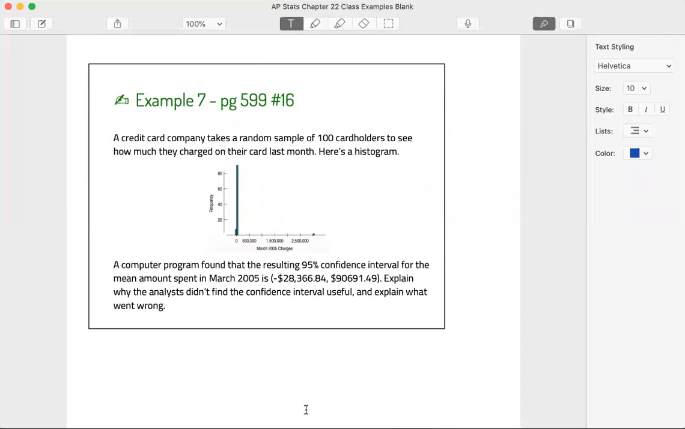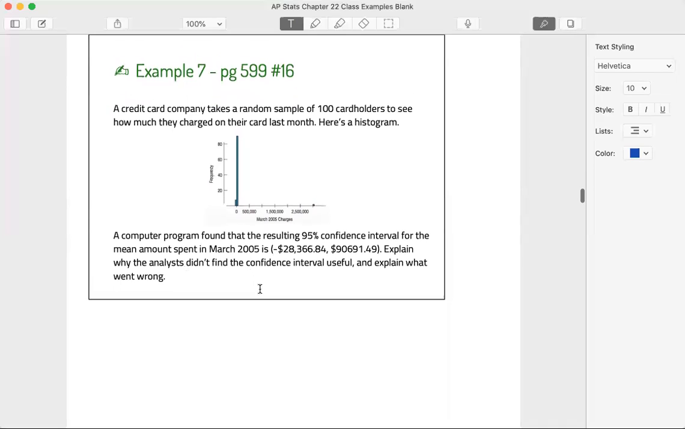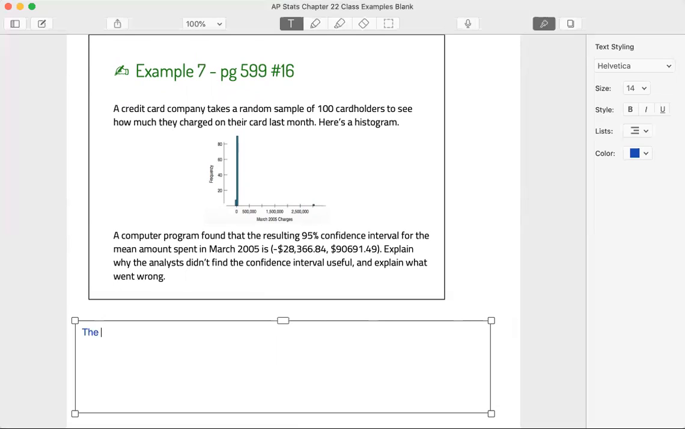So example 7. A credit card company takes a random sample of 100 cardholders to see how much they charged last month. Here's a histogram. They get a computer, they get the confidence interval. Explain what went wrong. So the analysts did not find the confidence interval useful because the conditions for inference were not met.